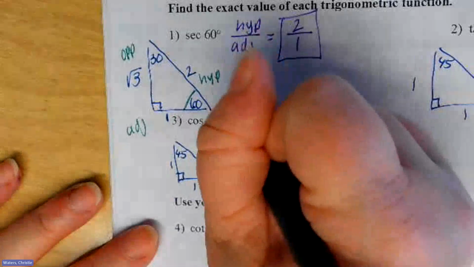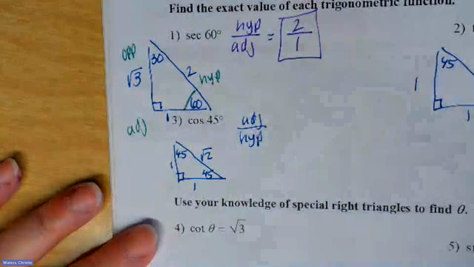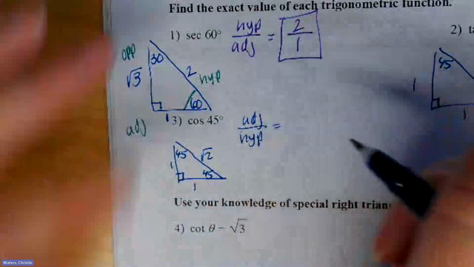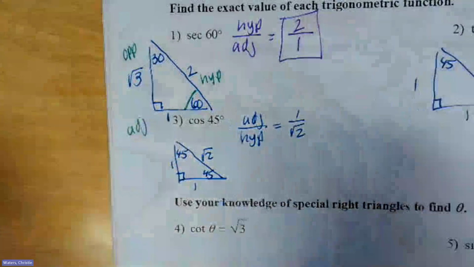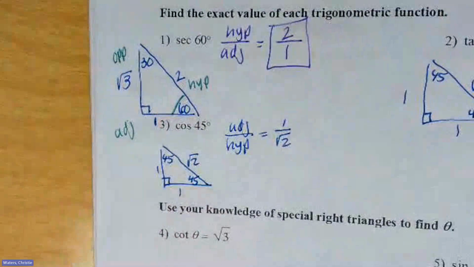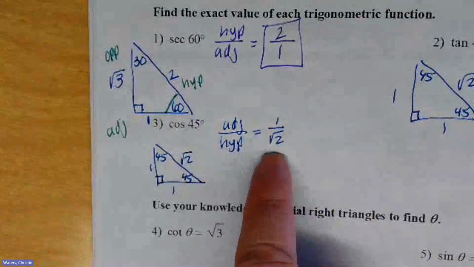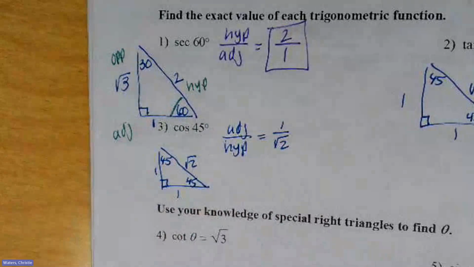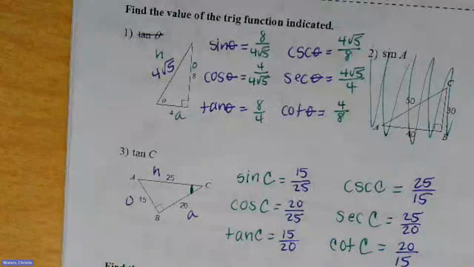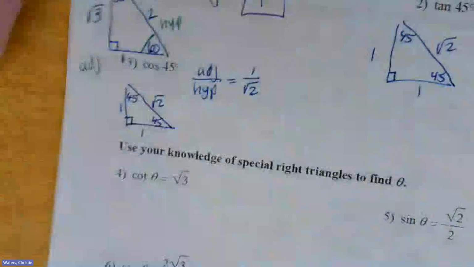So cosine is adjacent over hypotenuse. Again, it doesn't matter which 45-degree angle I use, but if I use this one, the adjacent is 1, hypotenuse is square root of 2. Now, on this problem, we are faced with something we have to simplify. The square root of 2 being in the denominator is a no-no. We can't have square roots in the denominator. We talked about that in the last lesson, in 5.1a.